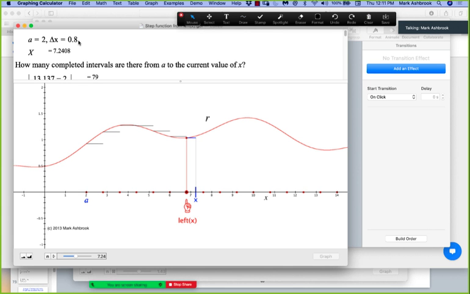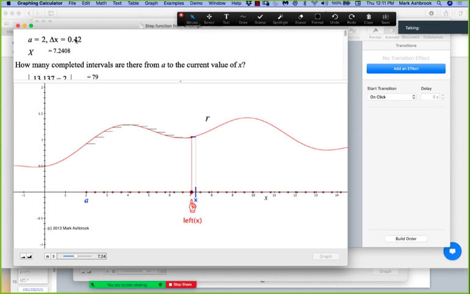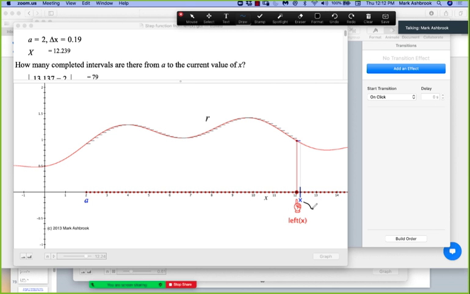All right, so then what about if delta x was 0.42? Or how about 0.12? 0.19. There we go. And my current value of x is 12.2. So x is 12.2, and I want to know how many completed intervals.